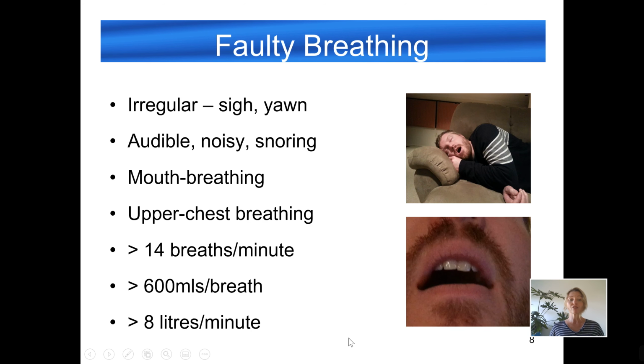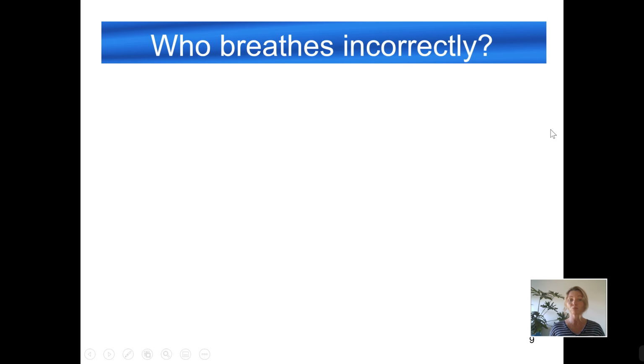So here's a few little things of what faulty breathing looks like. We've already touched on these: sighing and yawning, the noisy breathing, the snorer at night, the person that's breathing with their mouth open, the person that's breathing up with their chest and with a high respiratory rate. So above 14, 8 to 12, remember, is ideal. Above 14, we really consider it's a faulty breathing pattern.